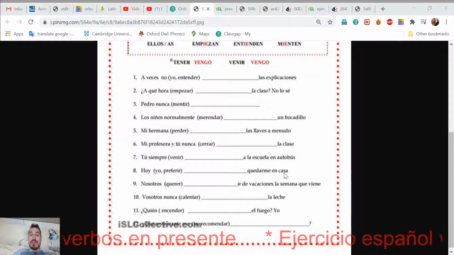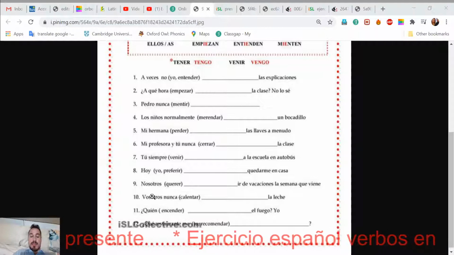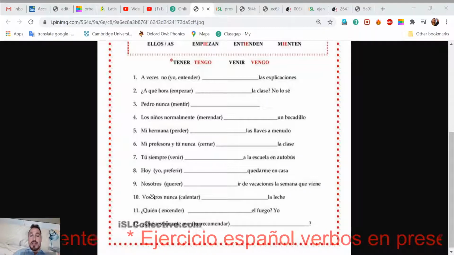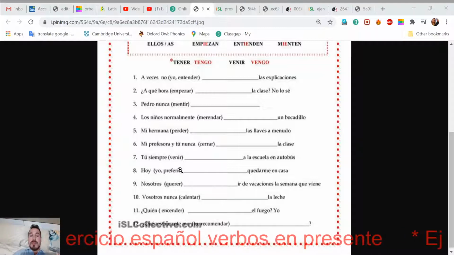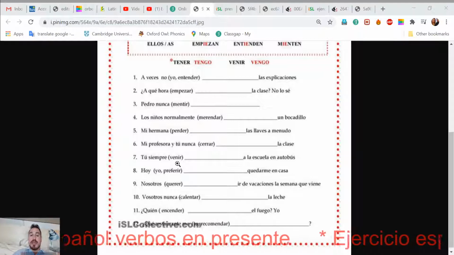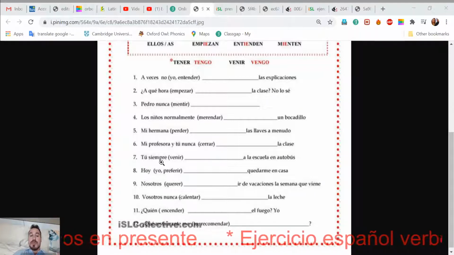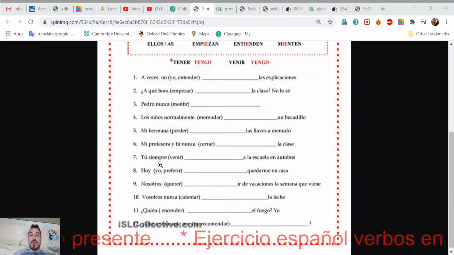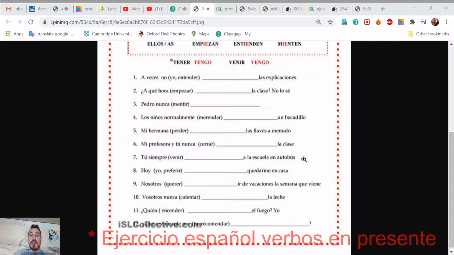7. Tú siempre vienes a la escuela en autobús. So remember this one? You say vengo, I come, but you say vienes, you come. So, tú siempre vienes a la escuela en autobús. So you always come to school by bus.